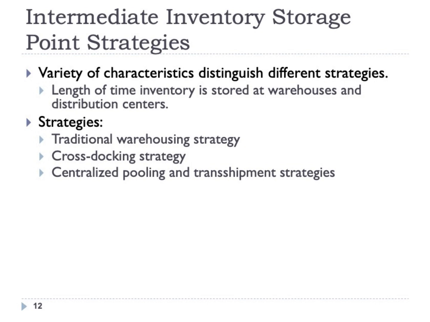The first one is traditional warehousing strategy, where distribution centers and warehouses hold stock inventory and supply the products to their downstream customers as per the demand. In cross-docking strategy, warehouse and distribution centers serve as transfer points for inventory only, with no actual holding of items. Centralized pooling and transshipment strategy is used when there is a large variety of different products.